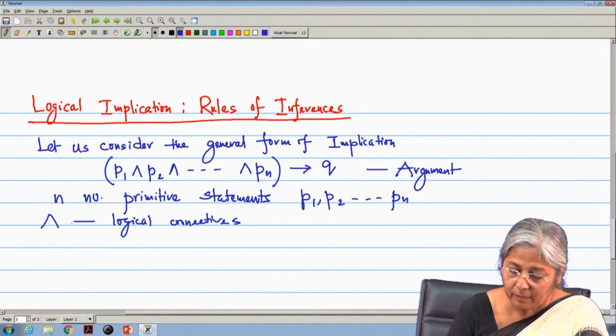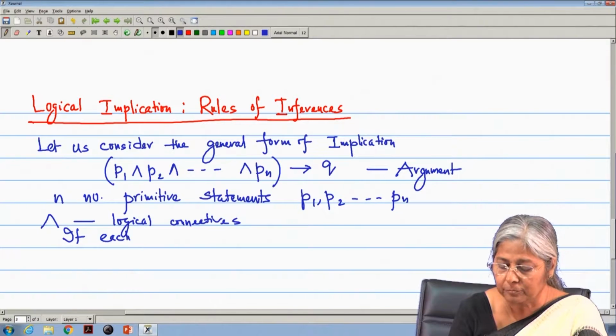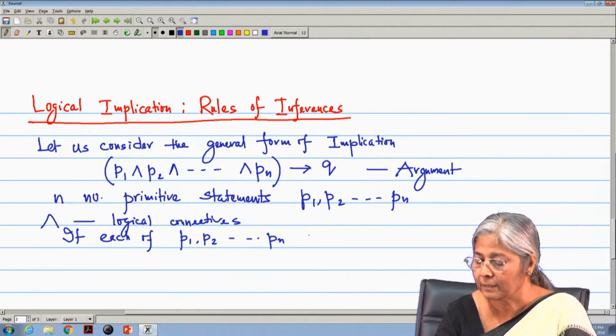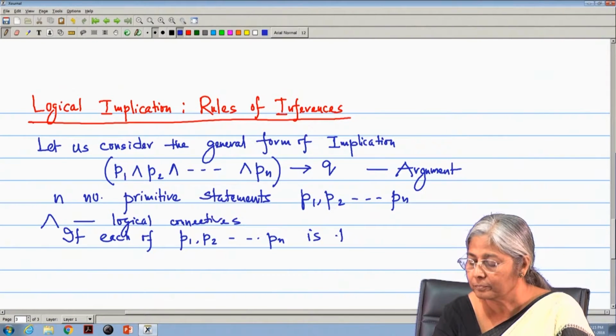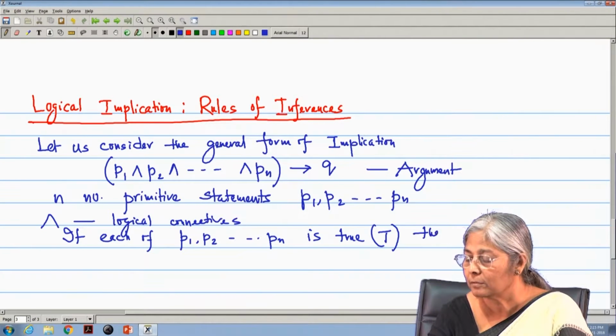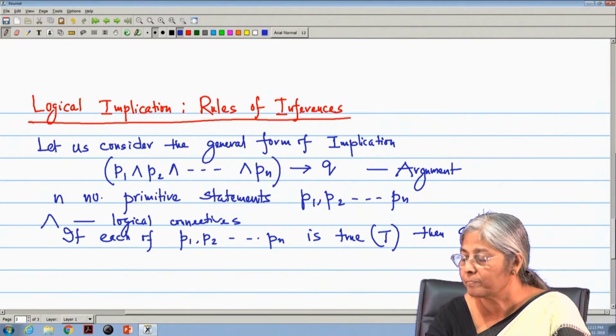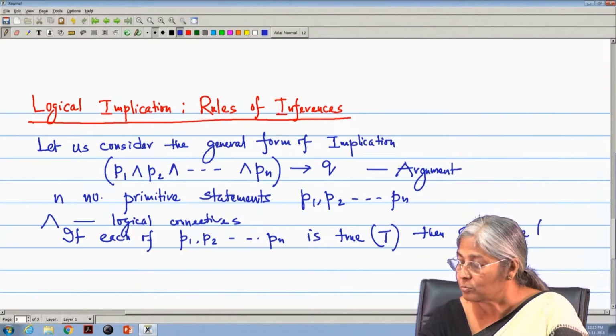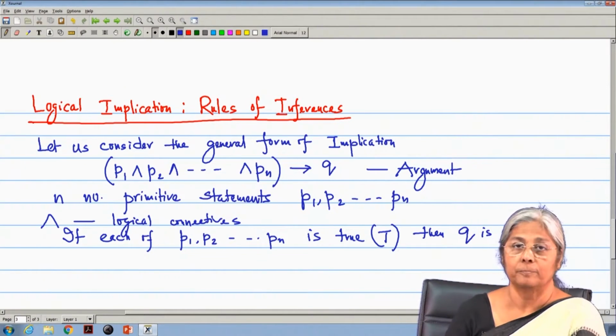So, if each of P1, P2, Pn is true, then Q is true. Q is true, so it is valid.